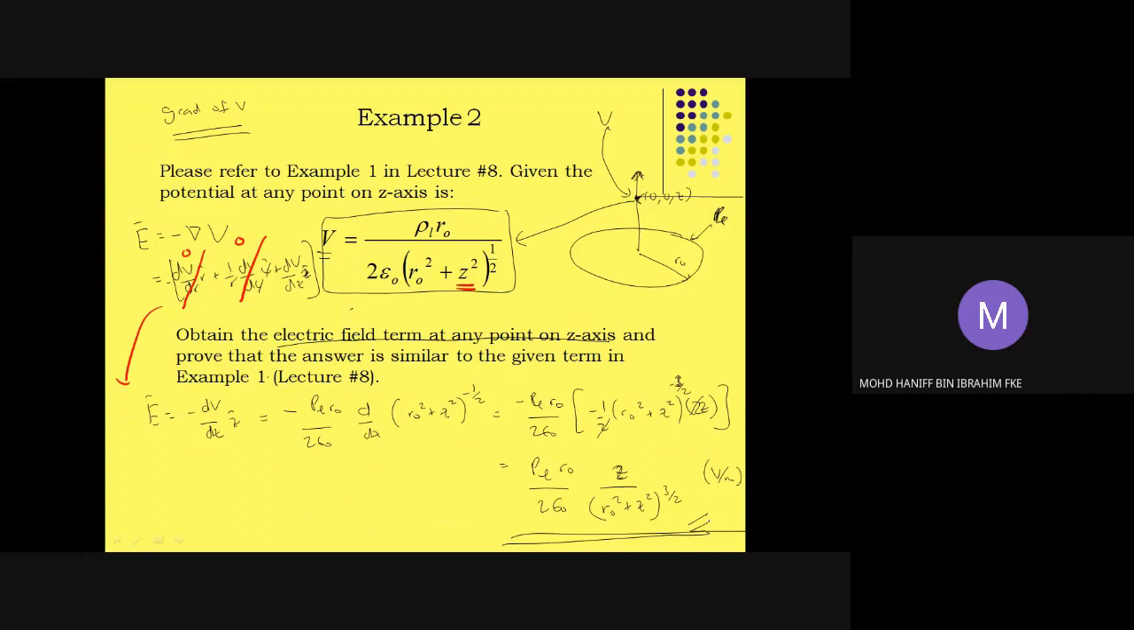Any question for this example? This example is just to show you how to calculate the electric field if you are given the potential V. You have to be very careful with the use of the gradient, in which you have to select the appropriate system of coordinates.